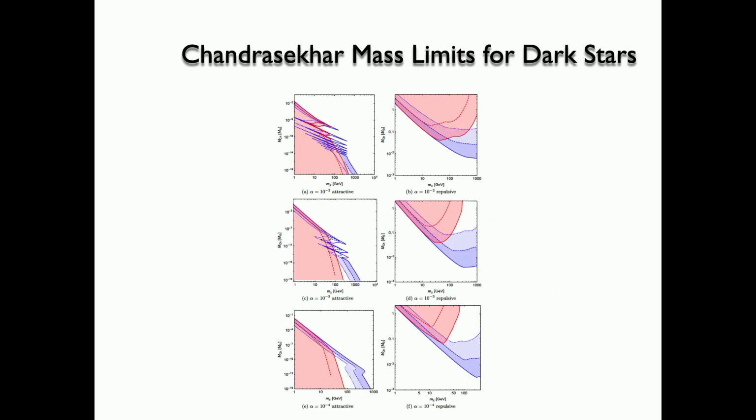One can also calculate the so-called Chandrasekhar mass, in quotes, of these stars. So what is the maximum mass as a function of the interaction and also the mass of the particle? And of course, as you can see, depending on what kind of values you choose, there is a lot of different masses that you can get. You can get from very, very large objects to very, very tiny objects. Okay, it all depends on what is the strength of the interaction and what is the individual mass of the dark matter particle.